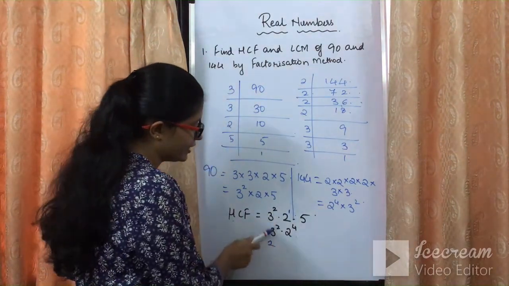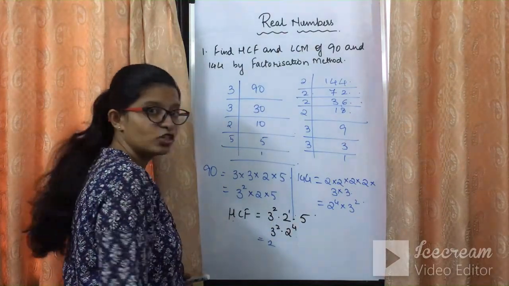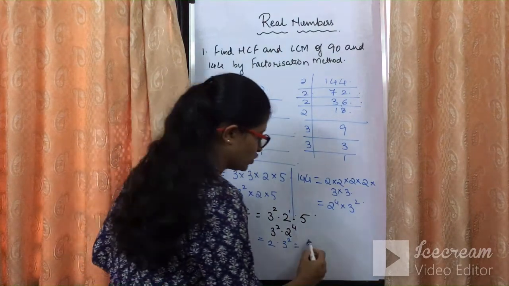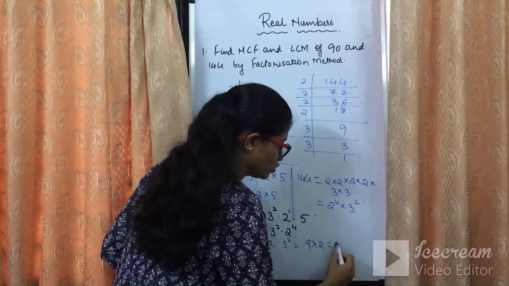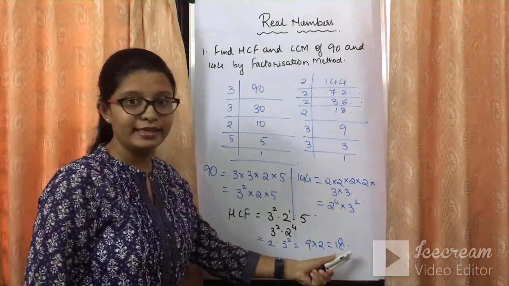Now if we say 3, 3 is common between both and the lowest power for 3 is 2. So it will be 3 square. So the HCF comes out to be 3 square, which is nothing but 9, into 2 is equal to 18. So the value for HCF is nothing but 18.